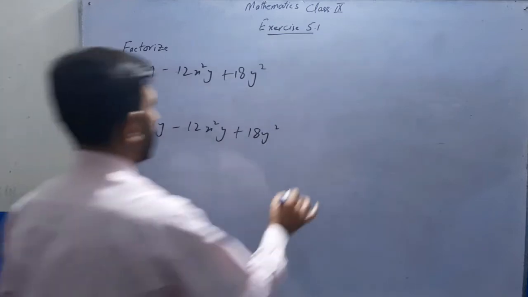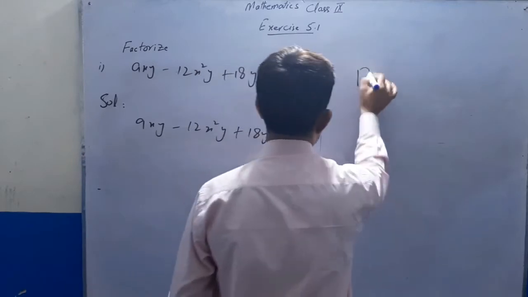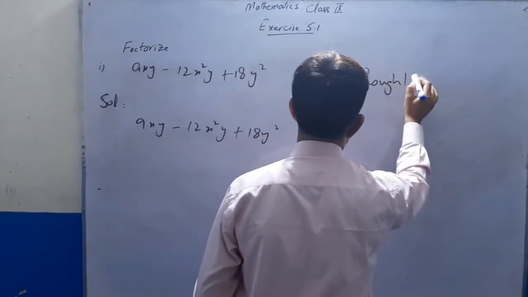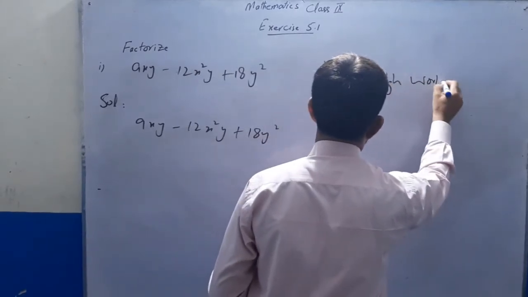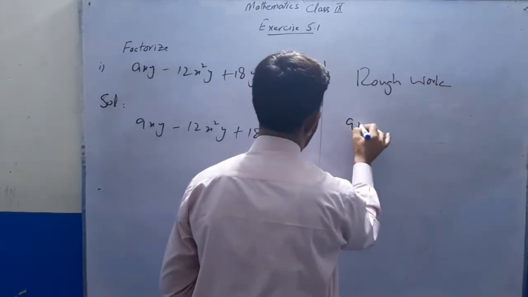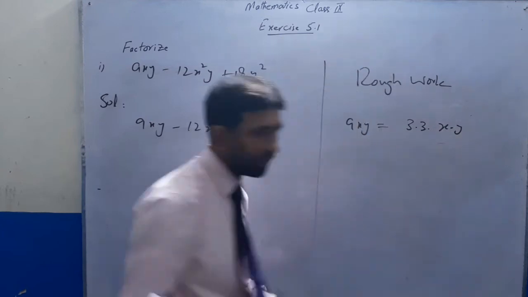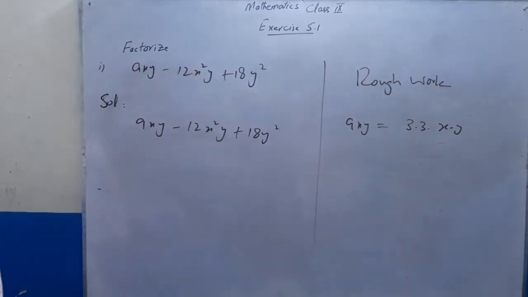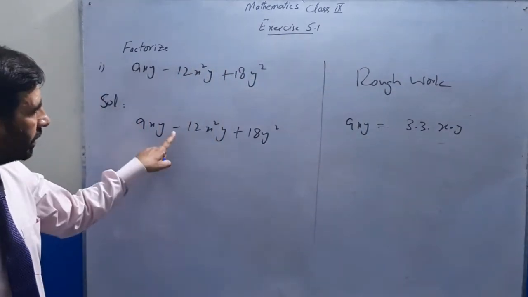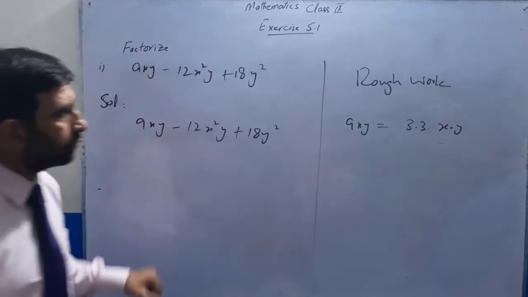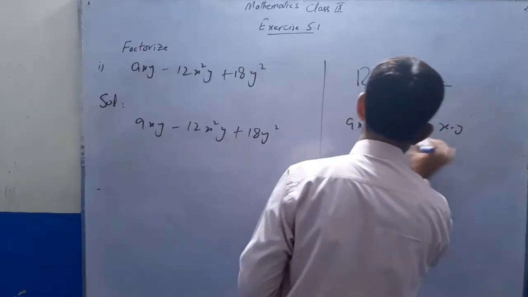First term will be factorized now. You can also write it as a rough work for your understanding. Instead of 9xy, you can write 3.3.x.y. It's the factorization of 9xy. Draw a line over here because there is sign of minus. Whenever new term starts, you have to draw a line.